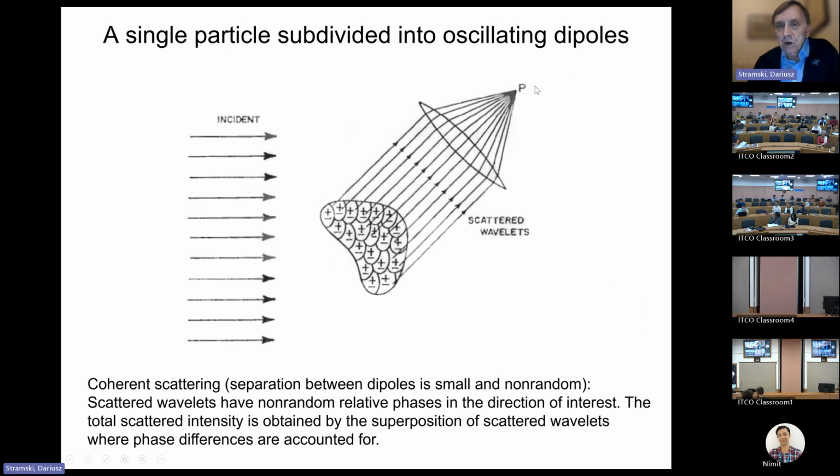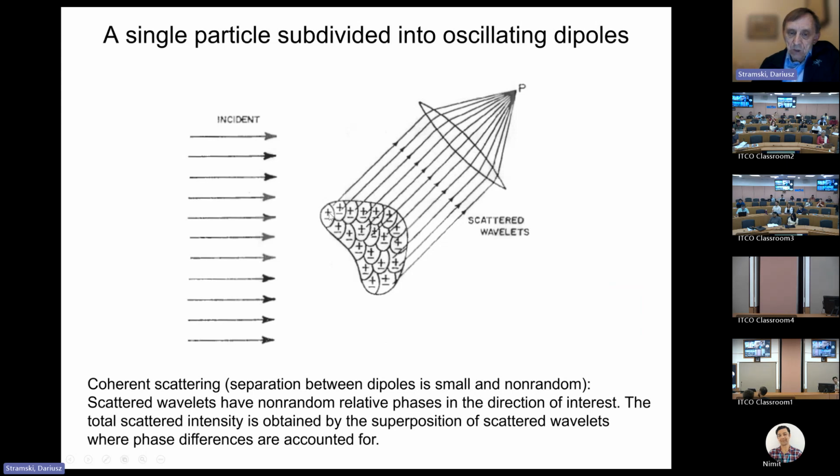Now, if we just observe scattered radiation with a detector at a specific scattering angle, the net result will be a superposition of waves, the scattered wave fields produced by each of these dipoles, with due account for phase differences between each contribution.